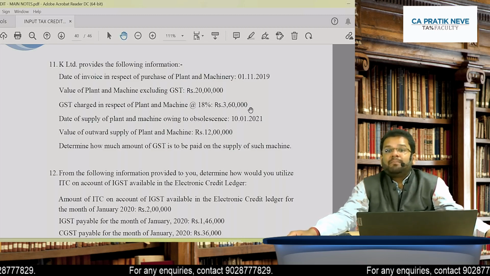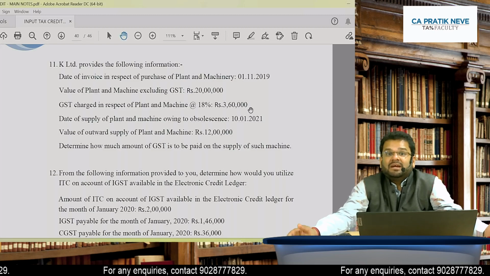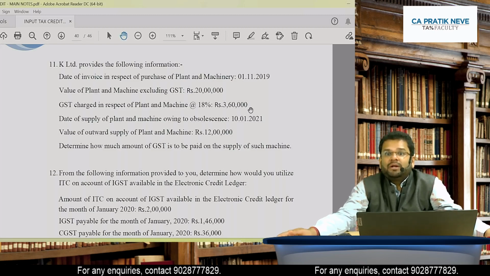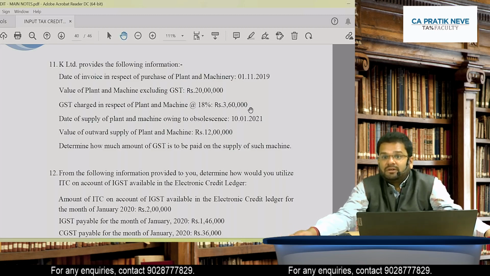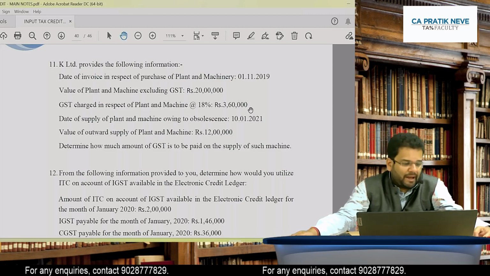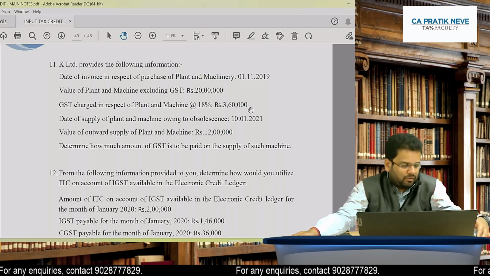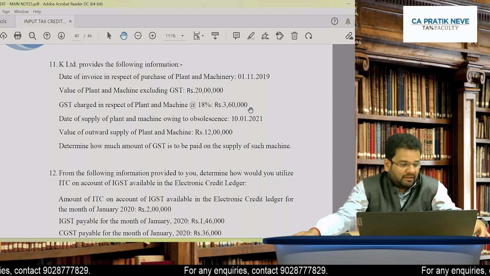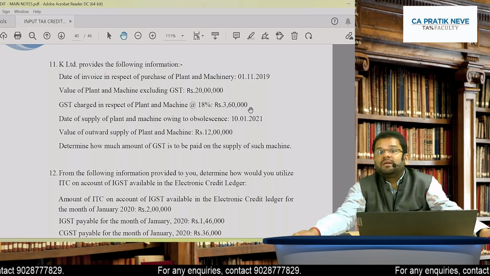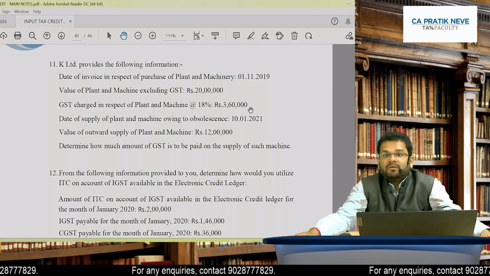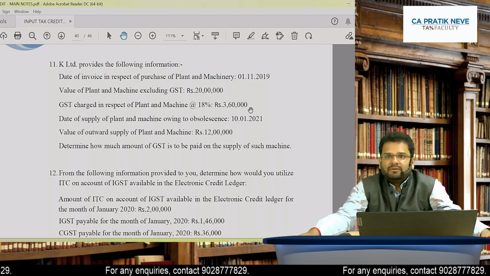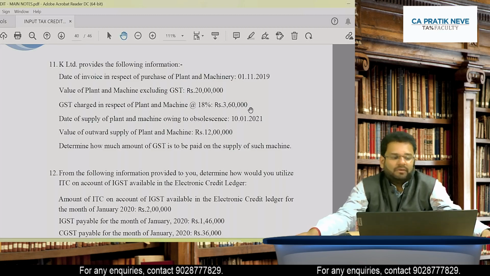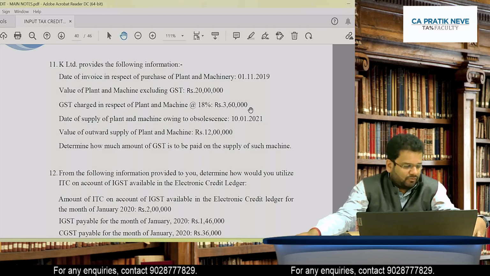19 is not applicable for CA Intermediate. Even 20 is not applicable for CA Intermediate. So wait, don't go back, don't close the video or go to sleep immediately, because before 19-20 I will revise 49.5. All of you have 49.5, right? Everyone has 49.5. It is utilization of ITC.